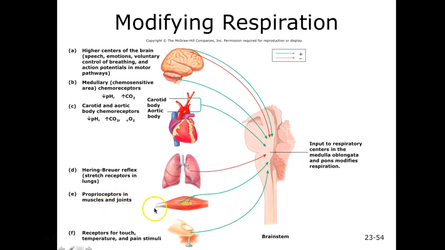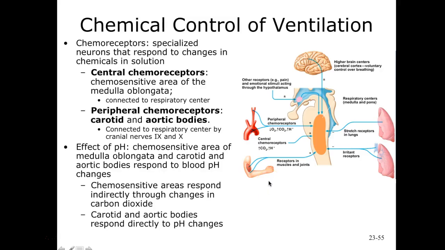We also have the proprioceptors within our muscles and joints. That information is sensory and will travel into our respiratory centers here in the medulla. And also we have receptors within our skin for touch, temperature, and pain stimuli that will move into the medulla, and that will cause changes within respiration as well.